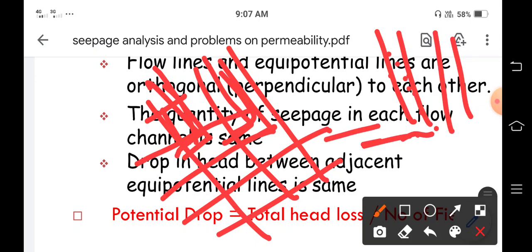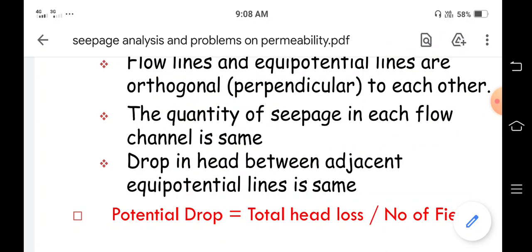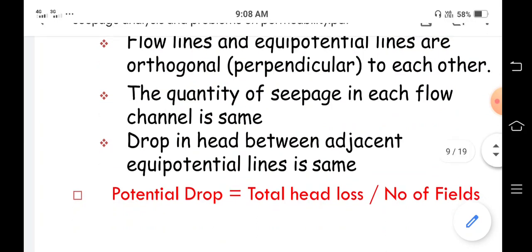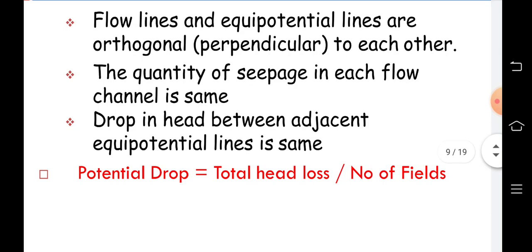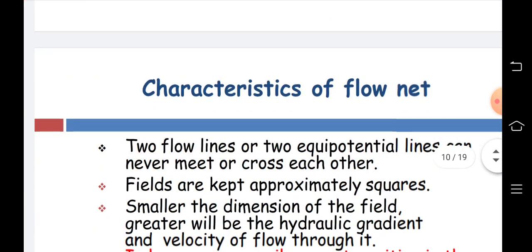But when there is a drop, rise and drop: rise means it goes up, and if it is going down, then as much as it goes up, it will come down as much. What goes down is called the drop, what goes up is called the rise. Okay, so there is the same drop in head between two equipotential lines. So this potential drop can be calculated as total head loss upon number of fields.